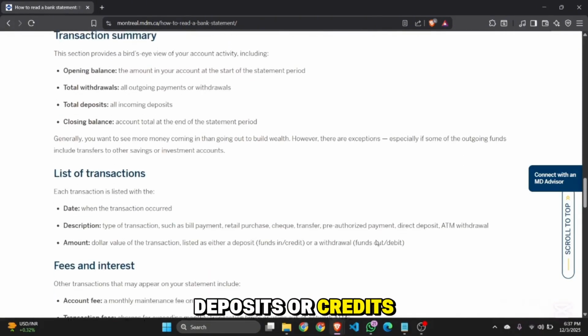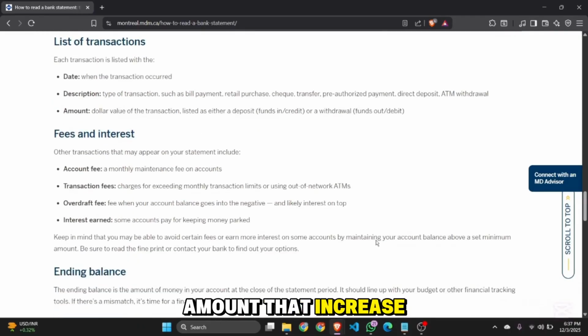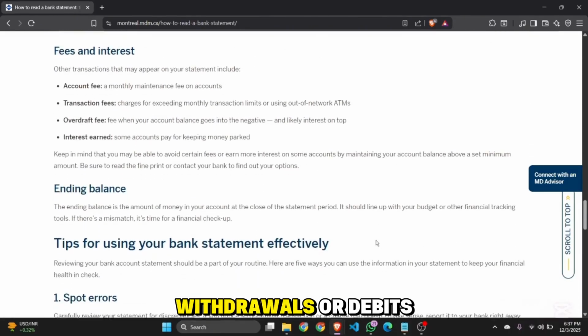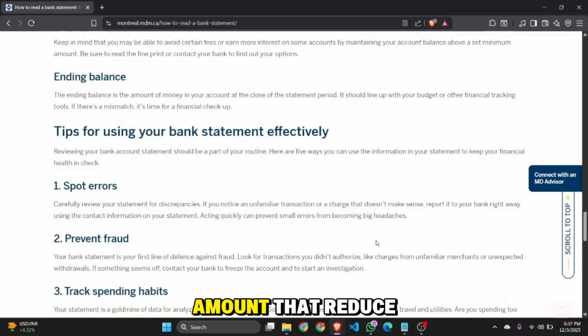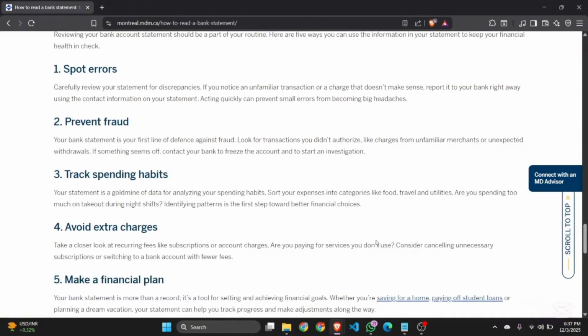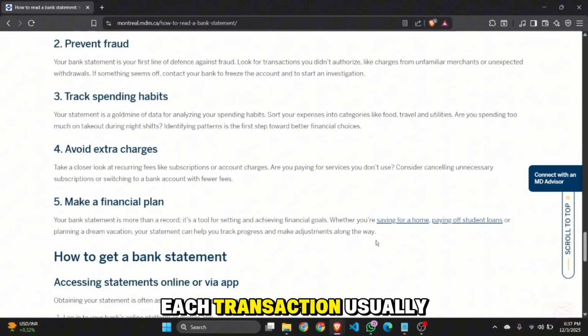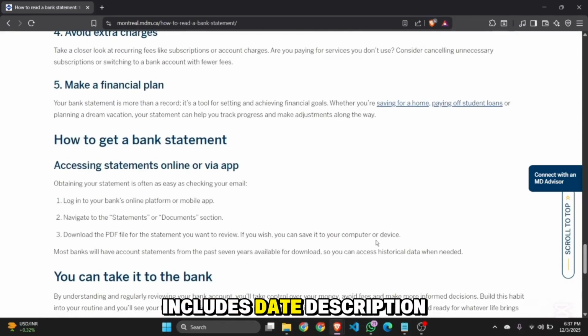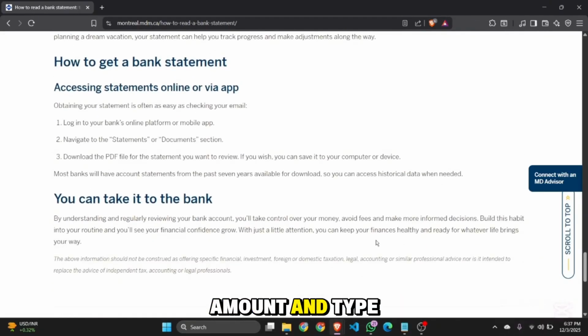Deposits or credits. These are the amounts that increase your balance. Withdrawals or debits. These are the amounts that reduce your balance. Transaction details. Each transaction usually includes date, description, amount, and type.